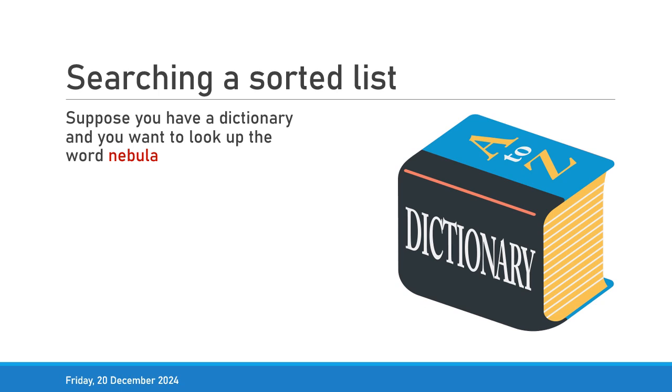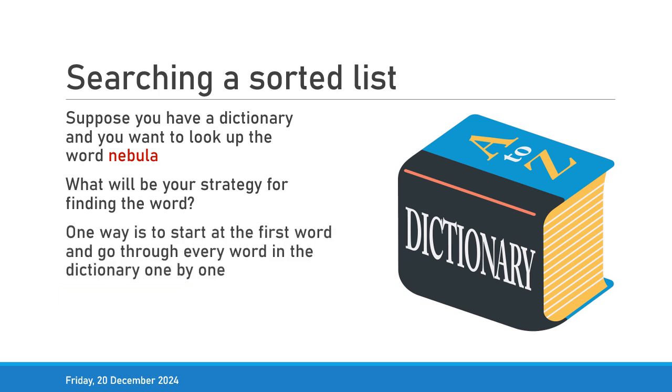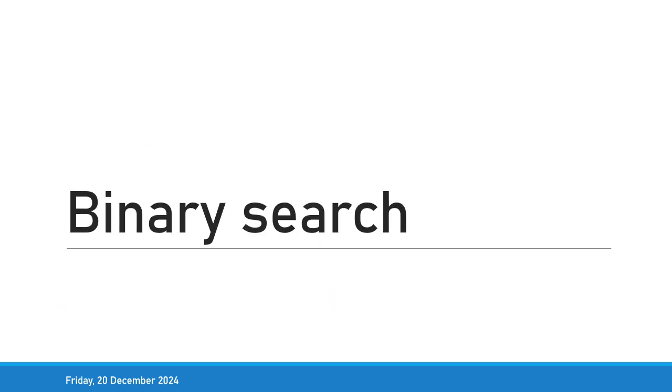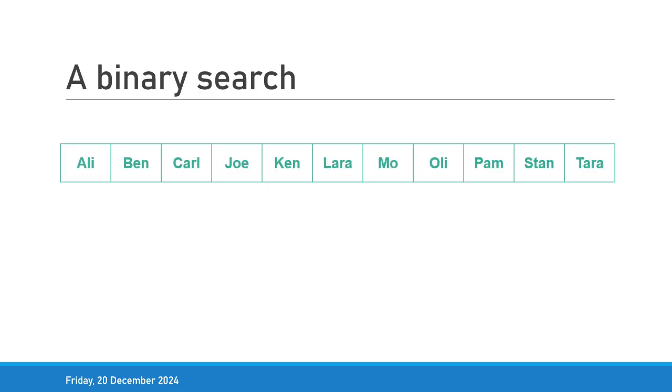So let's suppose that we've got a dictionary and we're trying to look up the word nebula, right? What is your strategy? Well, you could, if you wanted to, start at page number 1 and figure out if nebula is there or not, and then go to page number 2 and figure out if nebula is there or not. Or, this is what most people do: just open up in the middle somewhere and then figure out where you need to go from there. That is called the binary search.